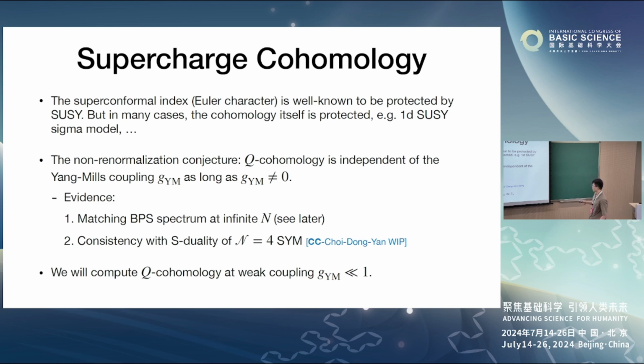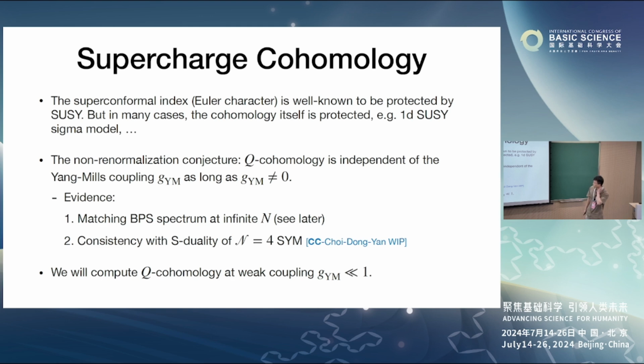So g_YM is much smaller than 1. From the bulk side, we need to actually consider strong coupling, the strong 't Hooft coupling case. But from the field theory computation, we will just do a weak coupling computation.